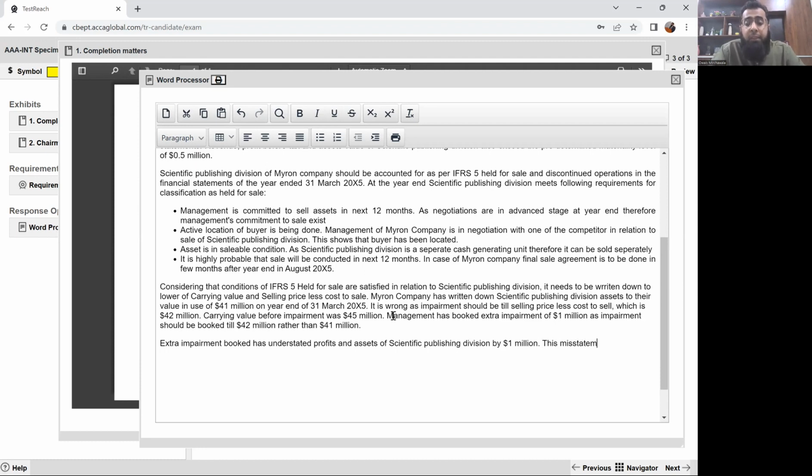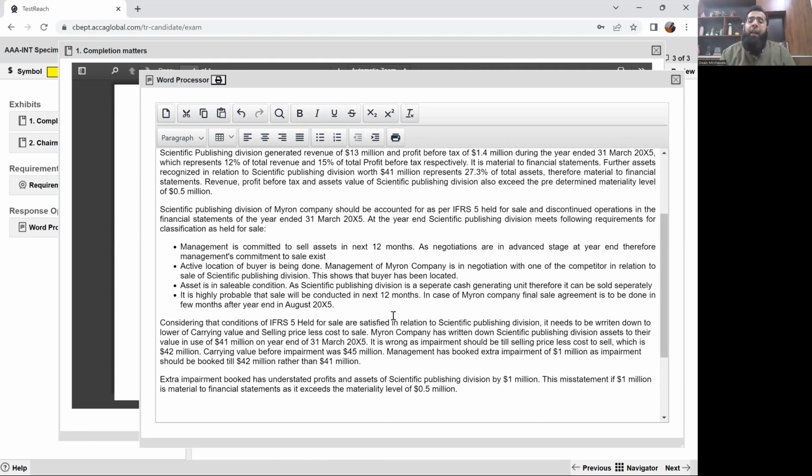This misstatement of $1 million is material to financial statements as it exceeds the materiality level of $0.5 million, which was given in the question. Okay, so if you look at my answer, believe me, we are just answering in a normal manner like we used to answer in matters to consider.